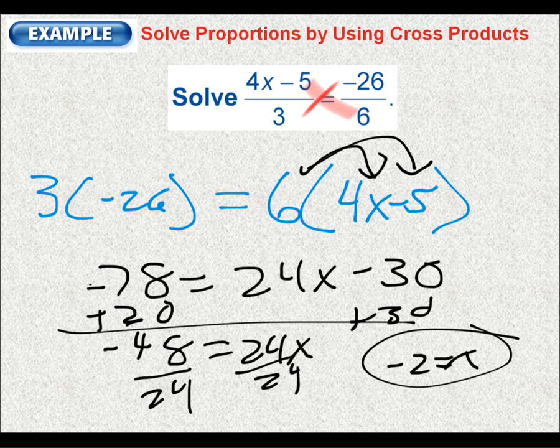Okay? So just cross multiplication here. Just remember, you need to take the denominator times everything in the numerator in this case. And it doesn't matter which side you start with first. You can go this way or you can go this way. Just set them equal to each other. Two proportions equal, we cross multiply to solve.